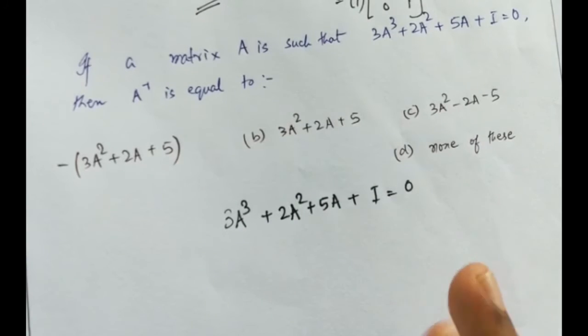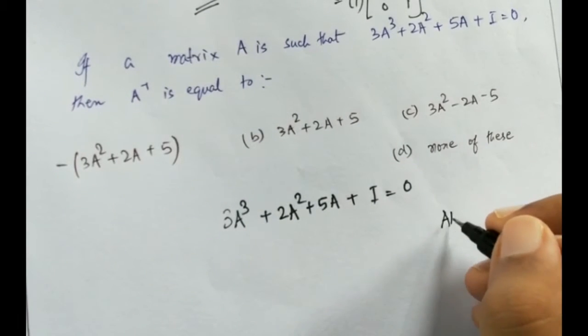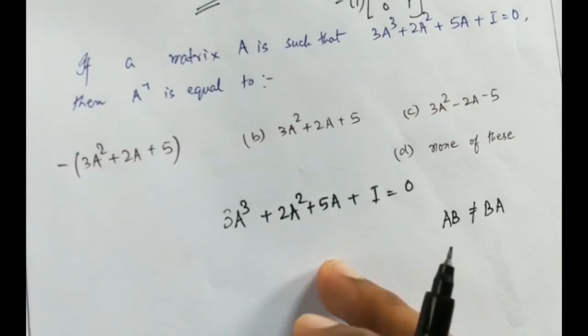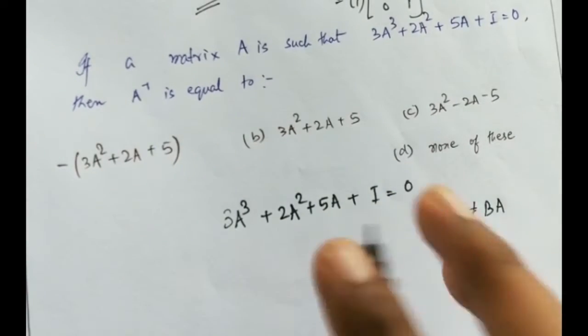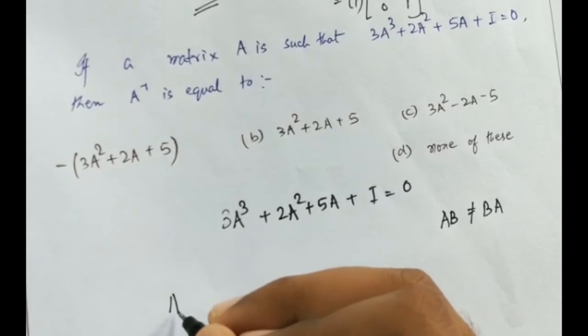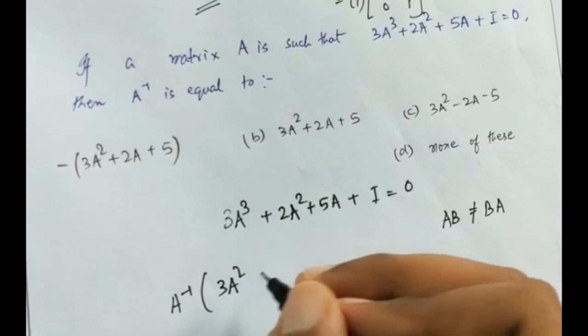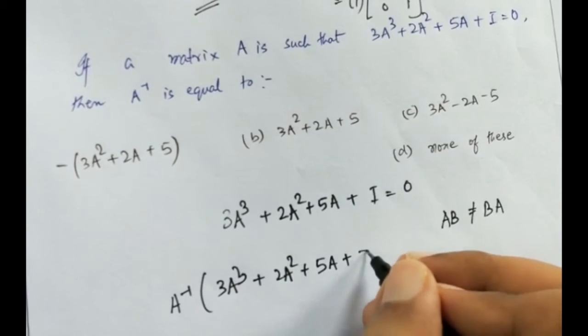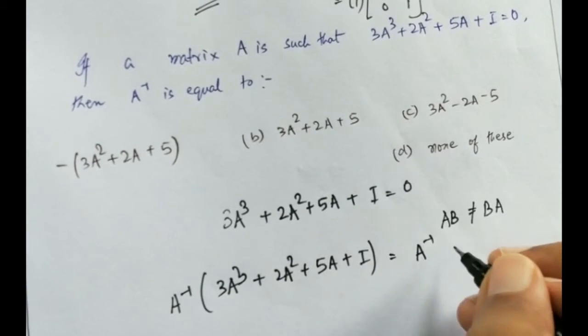Now you should be very careful because you know that matrix multiplication is not commutative. So what we are going to do is multiply A inverse from the left hand side, or you can do it from the right hand side. In this case it's both the same. So I will multiply A inverse with the equation on the left hand side, and I will multiply with A inverse on the right hand side.